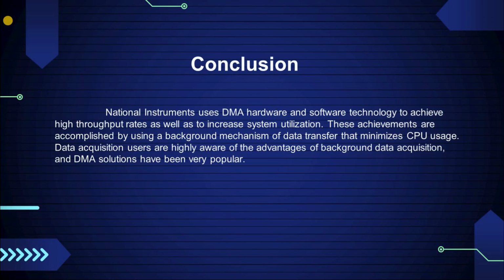On our final slide, we will be discussing the conclusion of our presentation. National Instruments has been using DMA hardware and software technology to help achieve high throughput rates and increase system utilization. They do this by using a background mechanism of data transfer that minimizes the use of the CPU. Data acquisition users, who are people that collect and analyze data, are very aware of the advantages of background data acquisition.